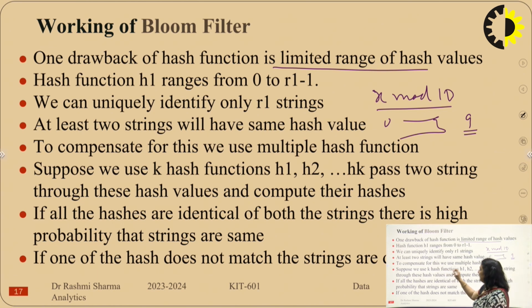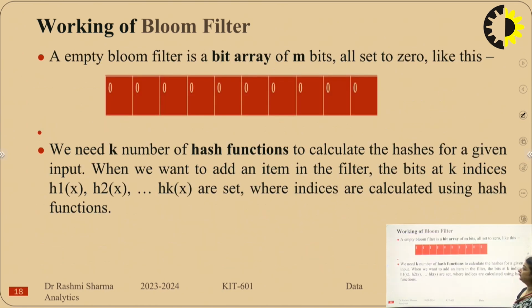To compensate for this, we use multiple hash functions. Suppose we use k hash functions, h1, h2, up to hk. We pass 2 strings through these hash functions and compute their hashes, and if all the hashes are identical, then there is a high probability that the strings are the same. I don't tell you that they are 100% the same, but the probability is very high. If one of the hashes does not match, then definitely the strings are different.